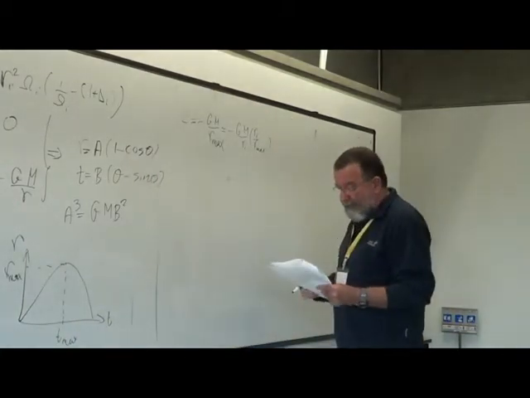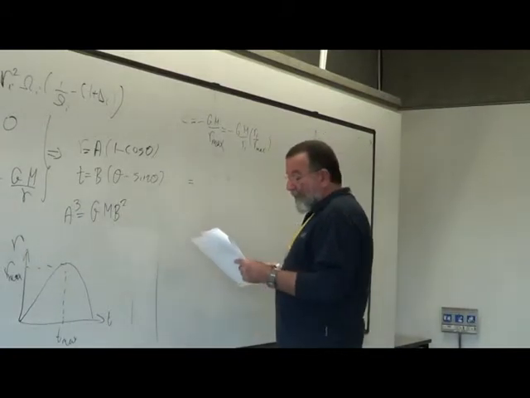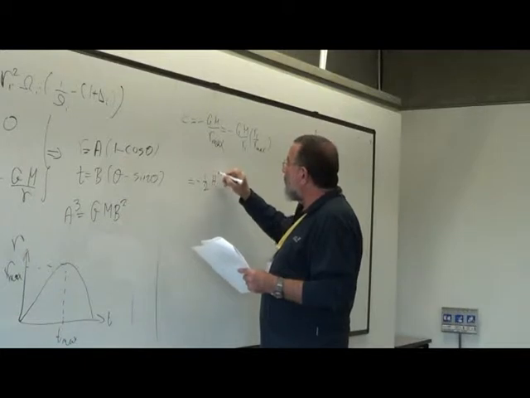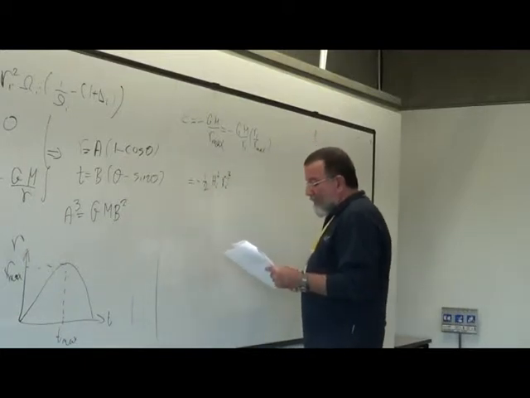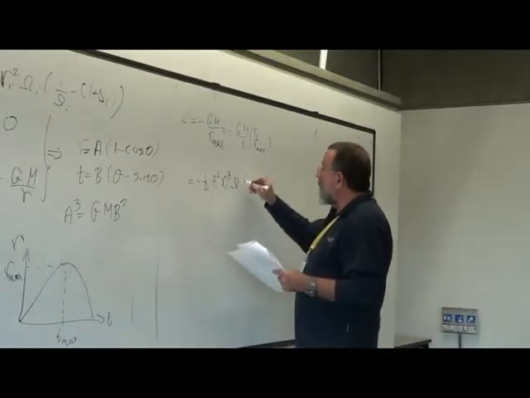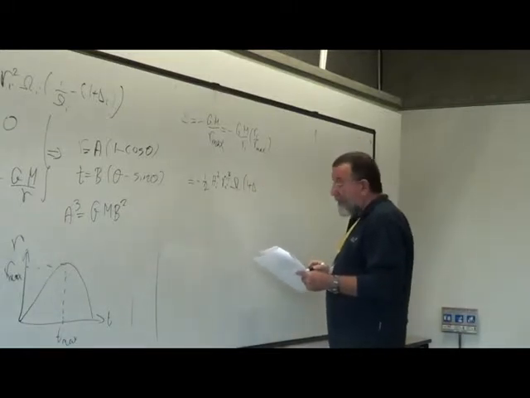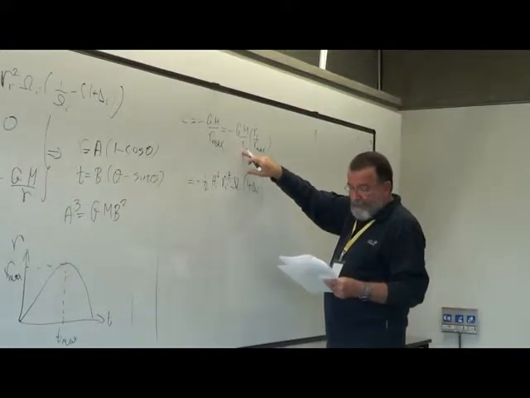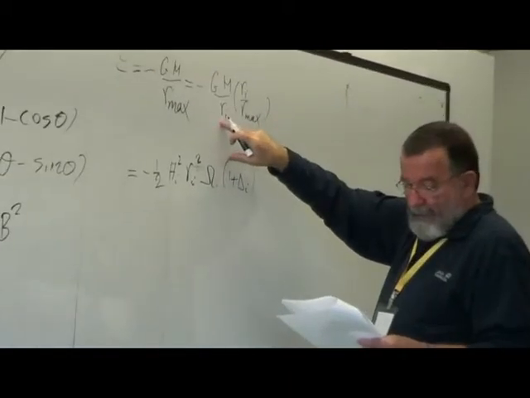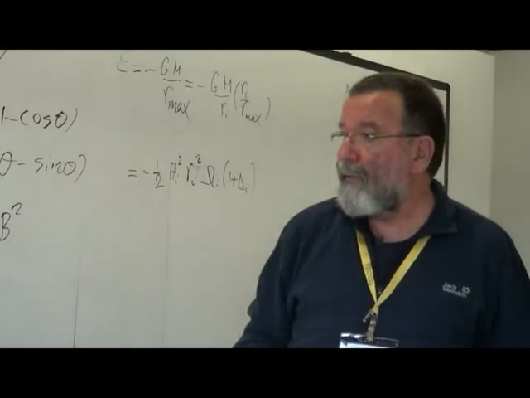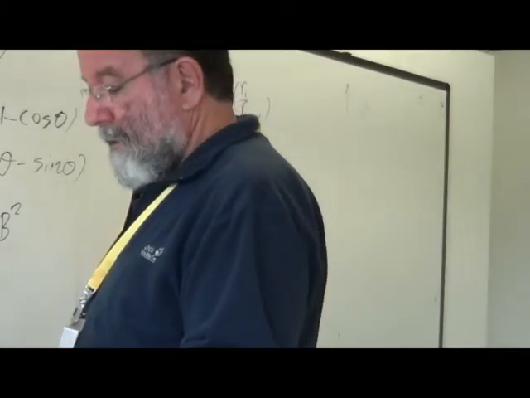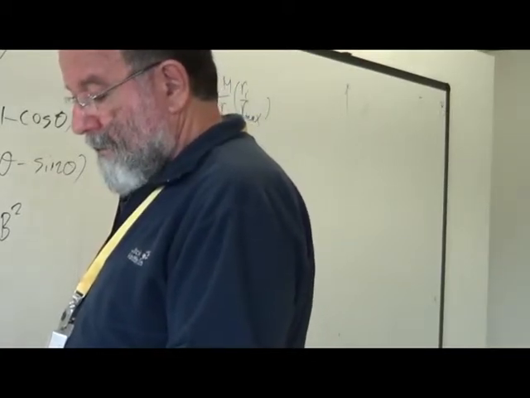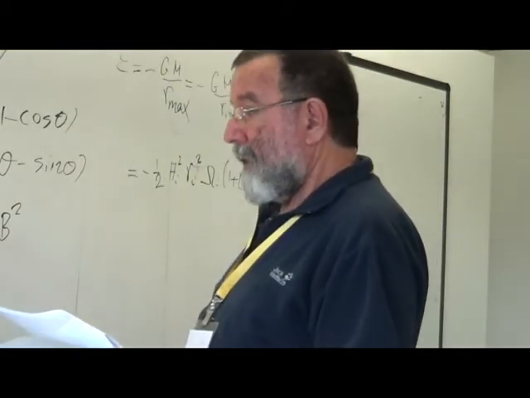So the quantity on the right hand side equals minus half H i squared times R i squared times omega i, times (1 plus delta i). I'm sorry, I have here G M over R i.